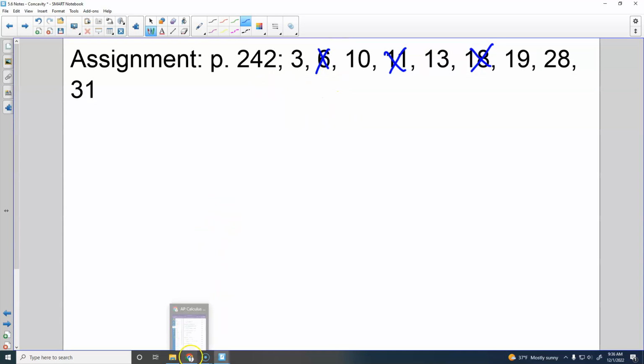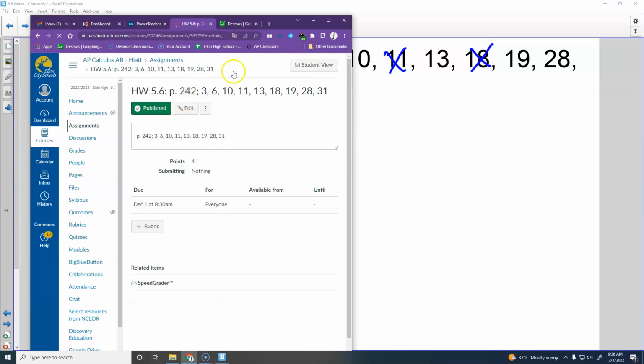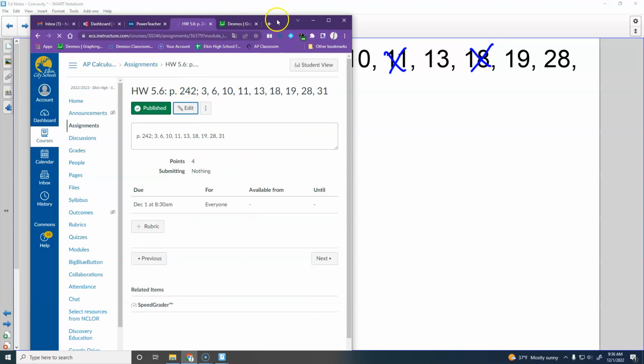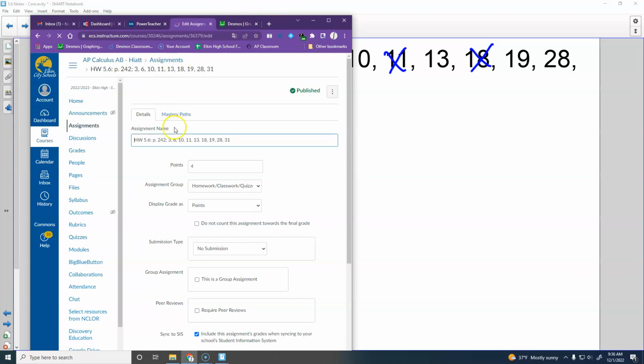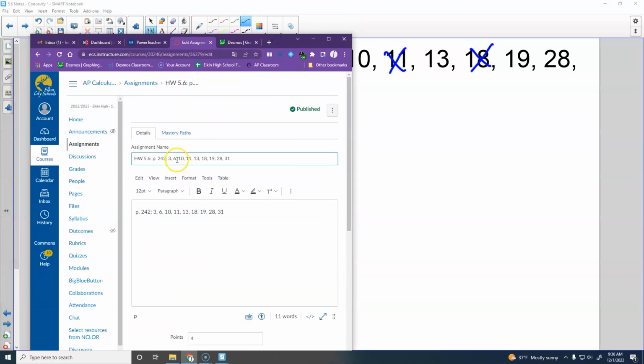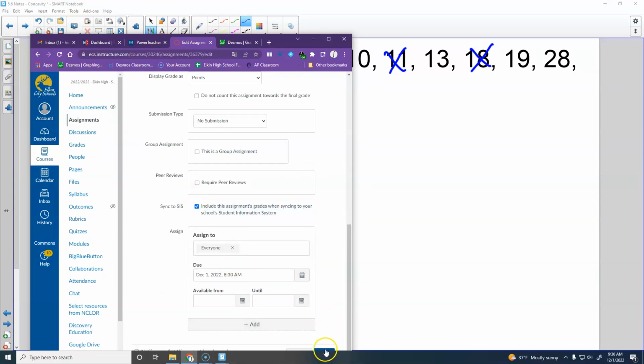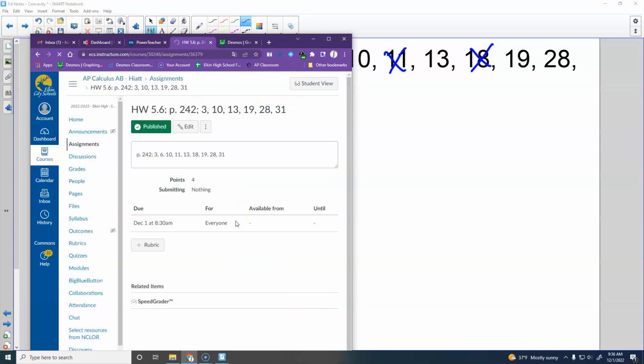Let me take that off of Canvas also. I'll take out 6, 11, 18. If you want to do 6, 11, and 18, they are good problems for you to practice. I just don't want you to spend an hour and a half on homework tonight.